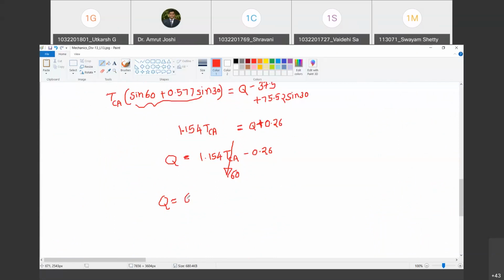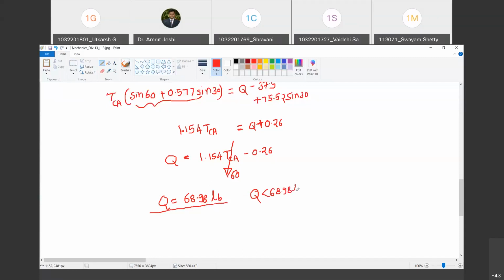68.98 pounds. So this is the first value that we get. This is the first limit on Q. Q cannot exceed 68.98. Do you agree with me? Yes. So Q has to be less than 68.98 pounds.